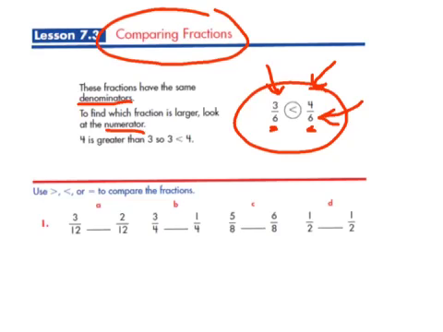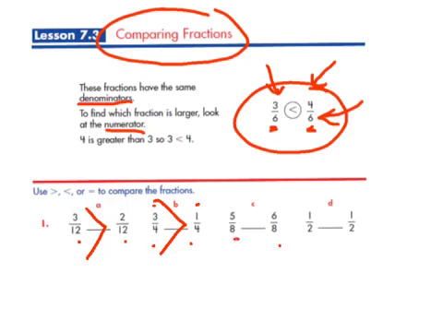All right, so now that we've taken a look, yes, our denominators are the same, so I'm going to look at my numerator or the top number. 3 is larger than 2, so 3/12 is my larger fraction. Comparing 3/4 and 1/4, again, they both have the same denominator, so I can just look at the numerator or the top number. Comparing 3 to 1, 3 is larger, so that makes this fraction the larger fraction.